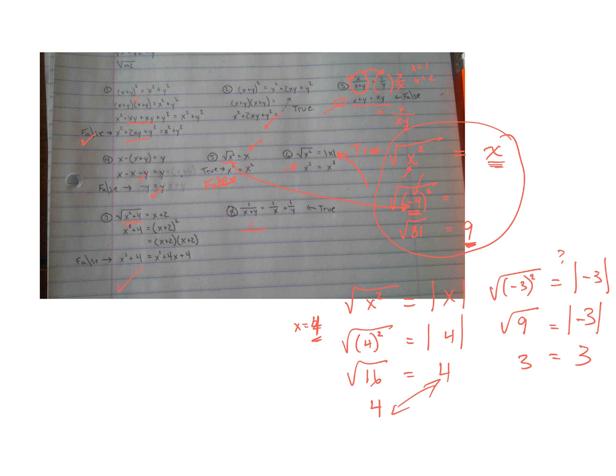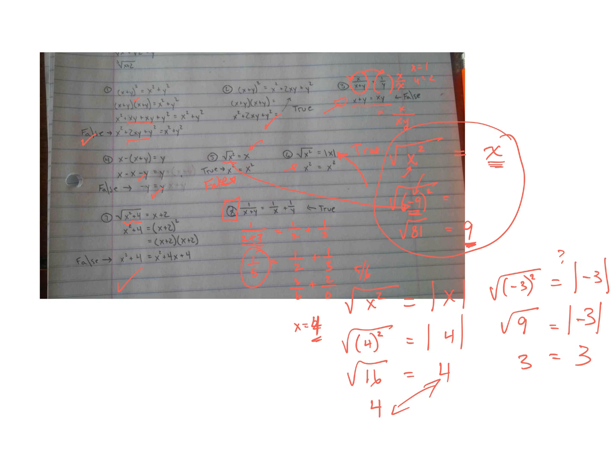Let's do that. So 1 over 2 plus 3, is that equal to 1 over 2 plus 1 over 3? So here I can just add those, so that'd be 1/5. But is 1/2 plus 1/3 equal to a fifth? I don't think so. You'd have to get a common denominator. So 3/6 plus 2/6, you'd get 5/6 on the left side, whereas on the right side you get 1/5. So this number 8, that one's false.